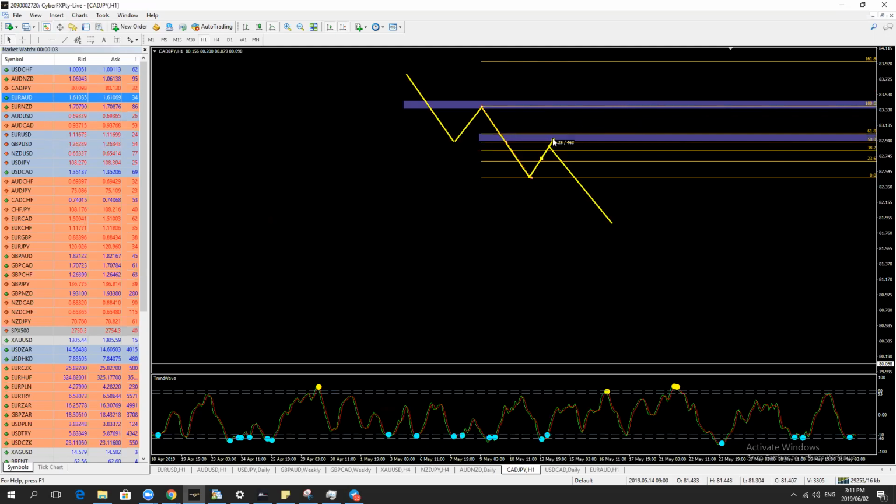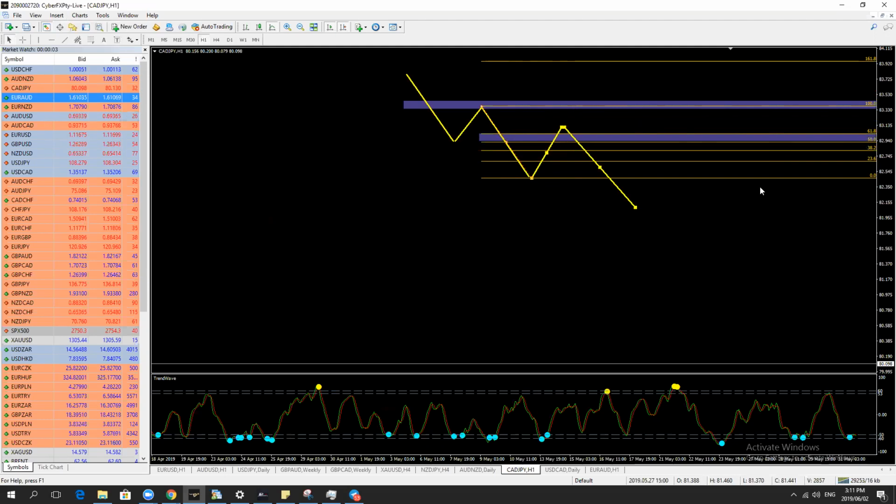If it goes past that zone and does something like that, I wouldn't have entered that trade. It's safest always in the 50 and 61.8.